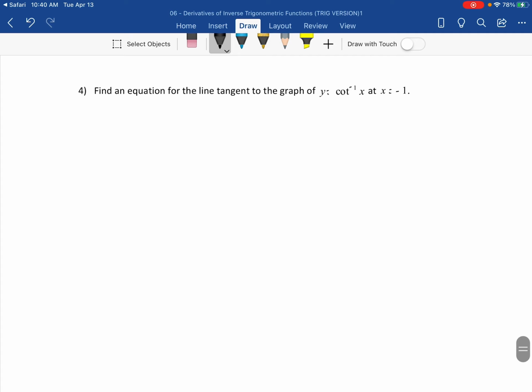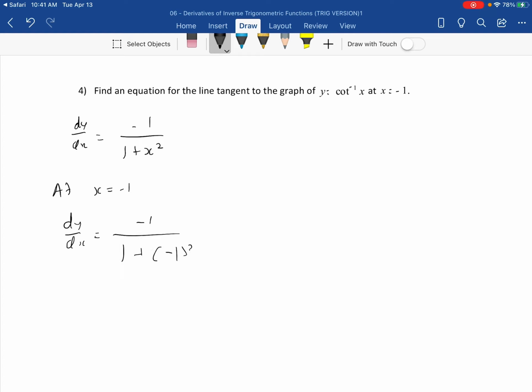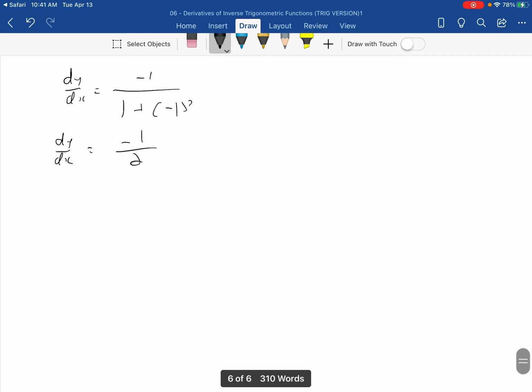Last one, find the equation of the tangent of cotan inverse. Now I look up my cotan inverse derivative and I see it's negative 1 over 1 plus x squared. Nice easy derivative here, dy by dx equals negative 1 over 1 plus x squared. And so at x equals negative 1, dy by dx is negative 1 over 1 plus negative 1 squared, negative 1/2. So that's my slope. So therefore, y equals negative 1/2 x plus b. That's my equation of the tangent.